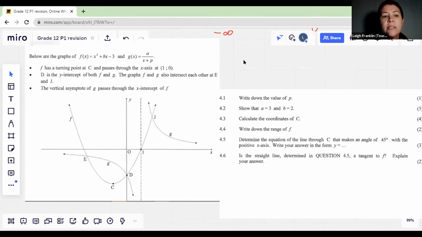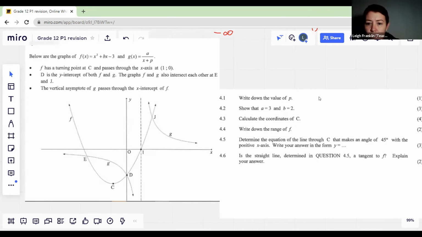It's told us f has a turning point at c. That's obviously very important. It passes through the x-axis at 1. D is the y-intercept of both graphs. They also intersect one another at E and then again at J. The vertical asymptote of G passes through the x-intercept of F. All right, so that's obviously important. Okay, so now let's pile into the questions.